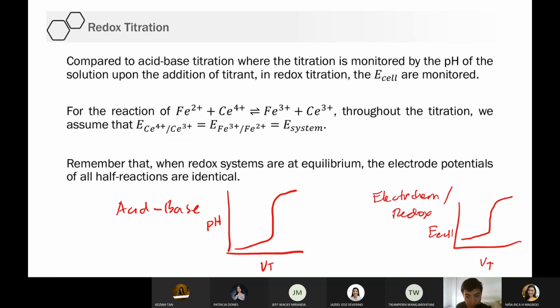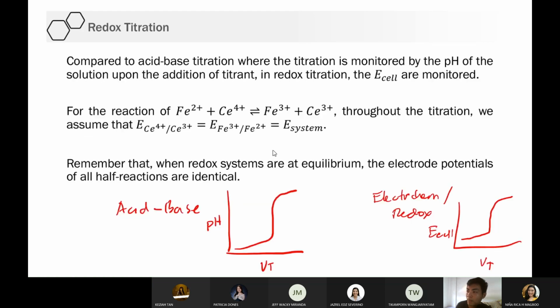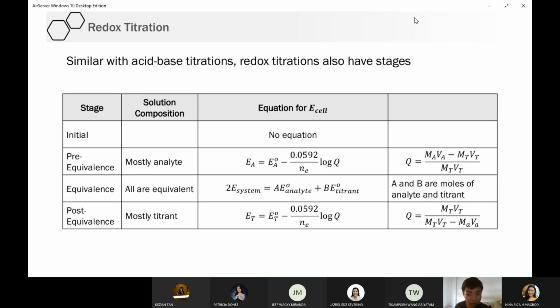Since we can do titrations here, that means we can solve for the E cell of our solutions. Depending on which stage you are in, you can solve for the E cell of the system. So you can solve for the individual points here, and these are the equations to be used, similar to titration. Depending on the composition of the solution, there is a corresponding E cell, just like acid-base titration.